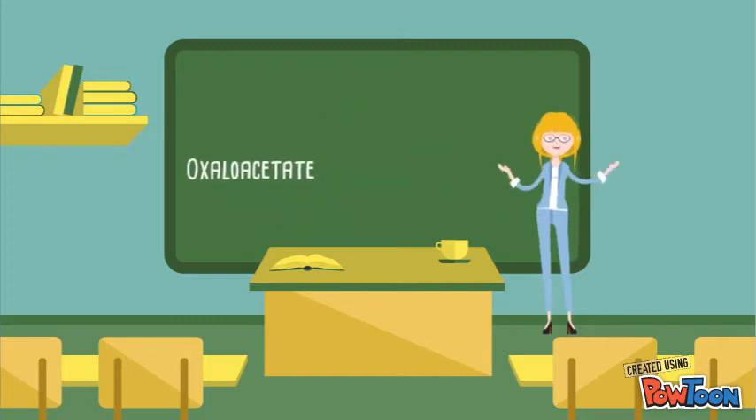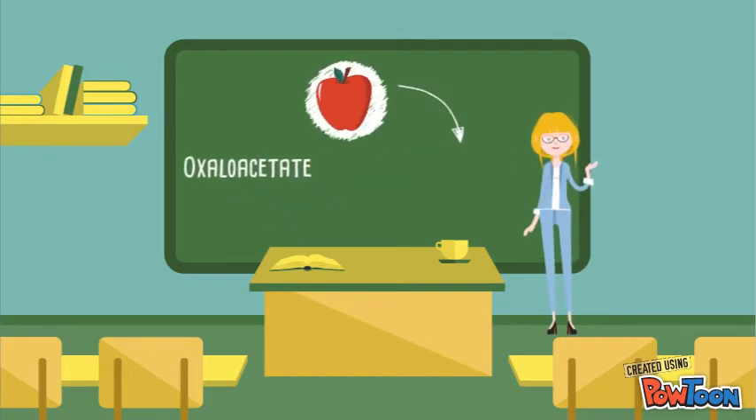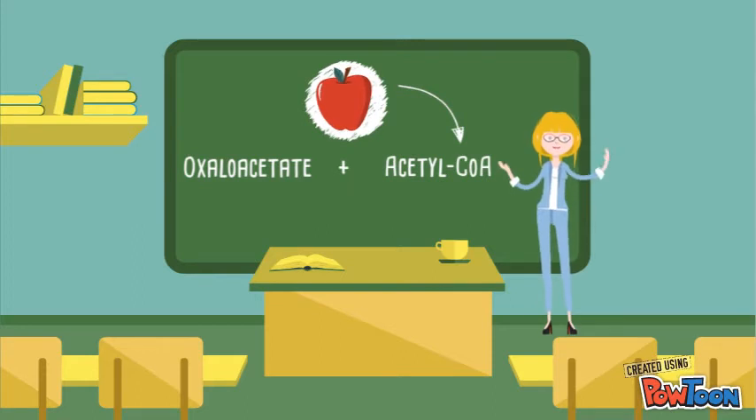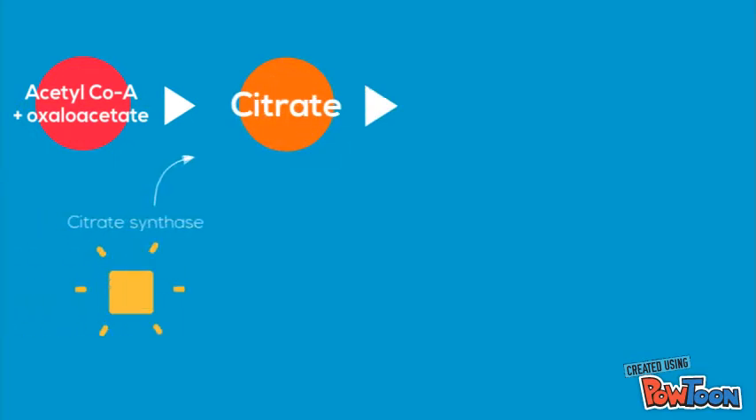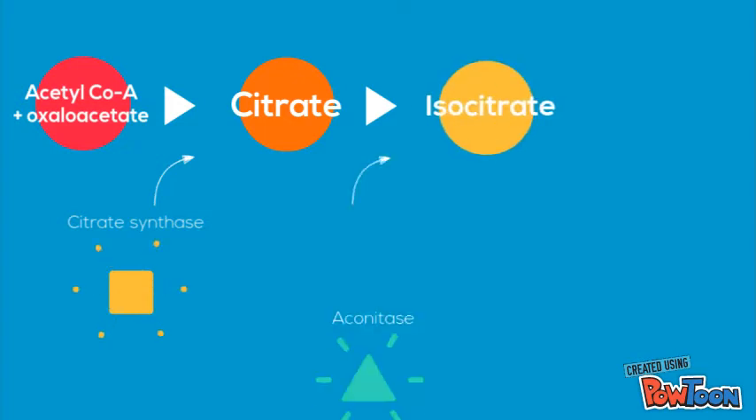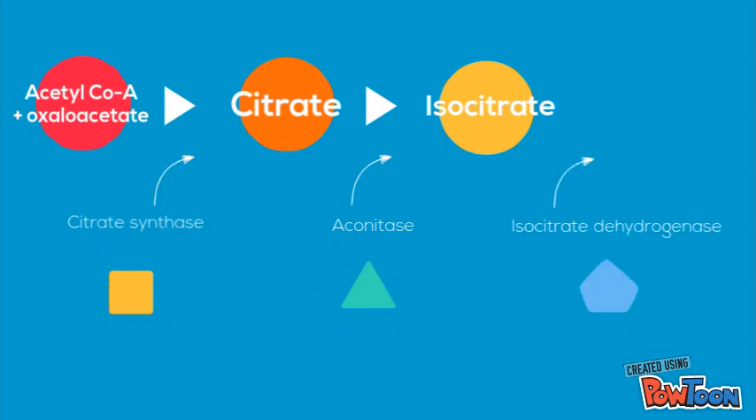So oxaloacetate is ready and waiting once your food is broken down into acetyl-CoA to start turning that fuel into energy. Acetyl-CoA and oxaloacetate form citrate with the help of an enzyme called citrate synthase. The citrate molecule is then reconfigured into isocitrate by an enzyme called aconitase. Then another enzyme gets involved, named isocitrate dehydrogenase. Not surprisingly, this enzyme dehydrogenates isocitrate to form alpha-ketoglutarate along with carbon dioxide and NADH.